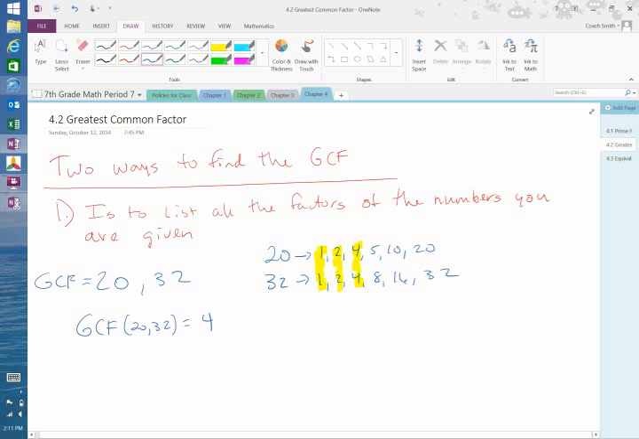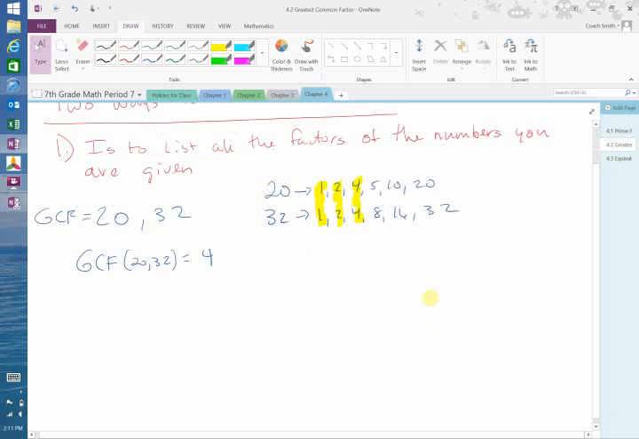Okay, now that way works as long as you're good at listing out factors and doing it fairly quickly. Okay, the problem is, from looking at some of your homework from Friday, most of you were not able to list all the factors. So if you don't list all the factors, you may leave the greatest common factor out of the problem. Okay, so I'm going to show you the second way.